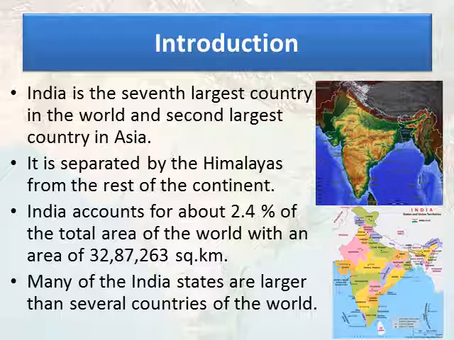Dear children, India is the 7th largest country in the world and the 2nd largest country in Asia. The largest country in the world is Russia, and the largest country in Asia is China. India is separated by the Himalayas from the rest of the continent. Children, you know that there are 7 continents in the world and India belongs to the continent Asia. So India is separated from the rest of the continent by the Himalayan range.